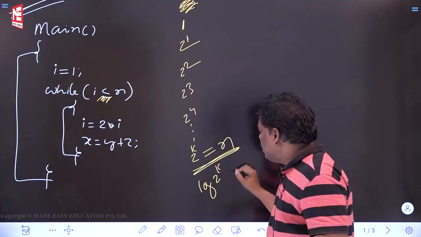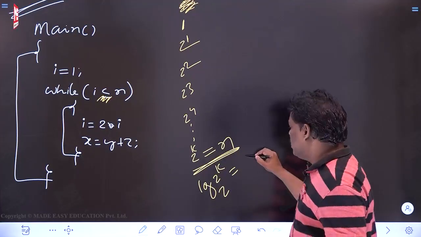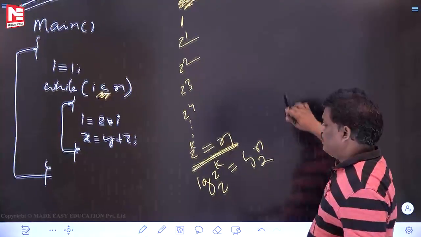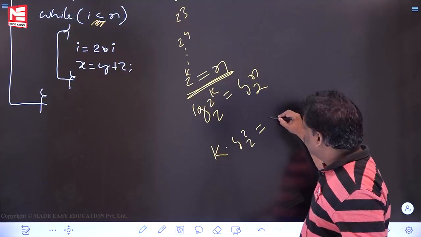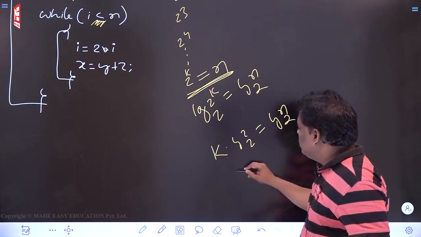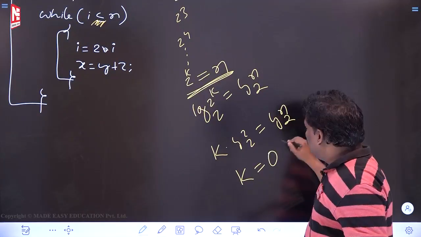If you want the k value, apply log on both sides of 2 power k equals n, with base 2. Log n base 2, so what does it go to? k into log 2 base 2 is equal to log n base 2. Finally, k is equal to log n base 2.